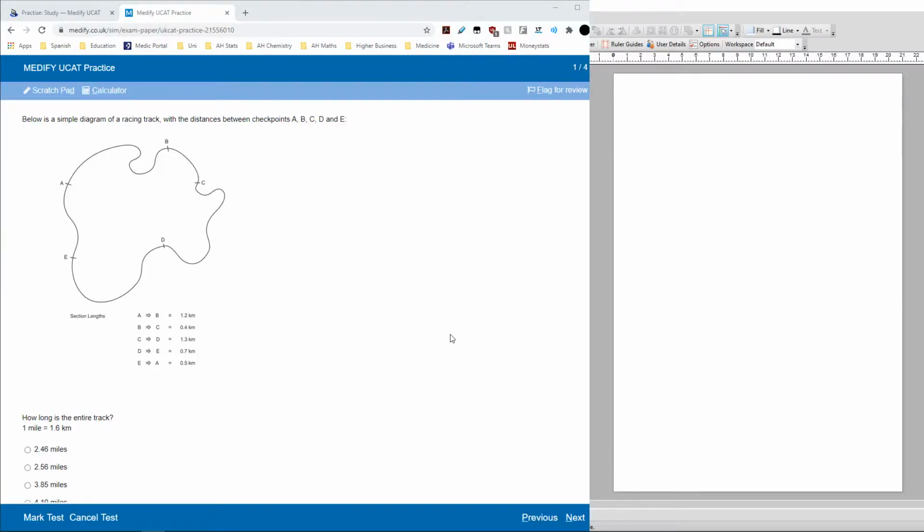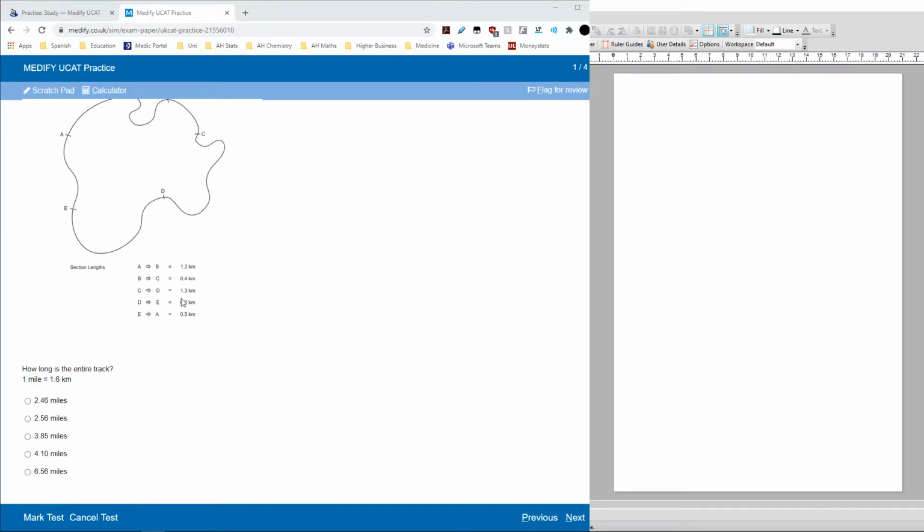Okay, I think this question here will be a good example of speed, distance, and time. Below is a simple diagram of a racing track with the distances between checkpoints A, B, C, D, and E. How long is the entire track? This one's pretty straightforward. What we've got to do is add them all together, but there is a little bit of a twist, which is 1 mile is 1.6 kilometers.